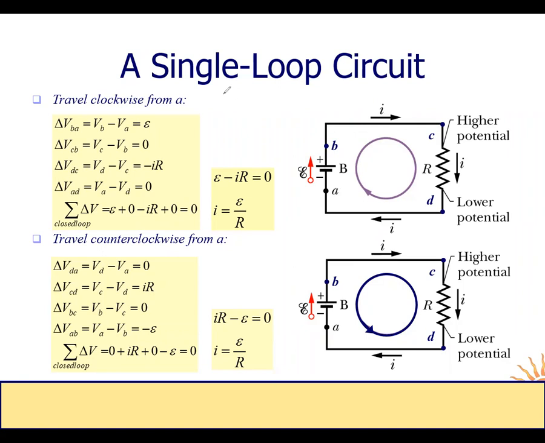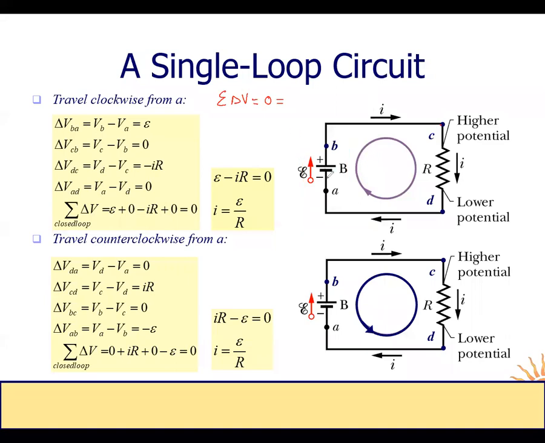You know the loop rule, summation of delta V equals 0. You have to label each point between the device and the resistance. We can label B, here we have C, here we have D, and here we have A. First of all, I want to start from the device.